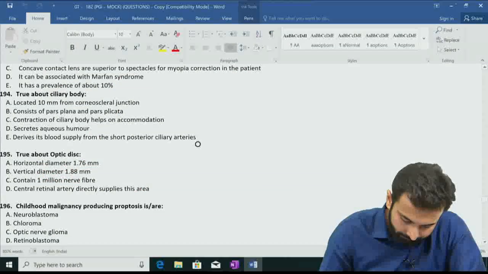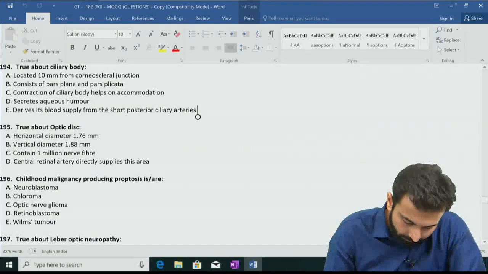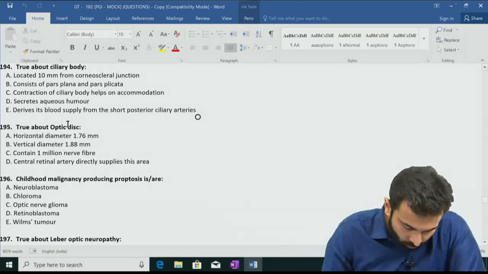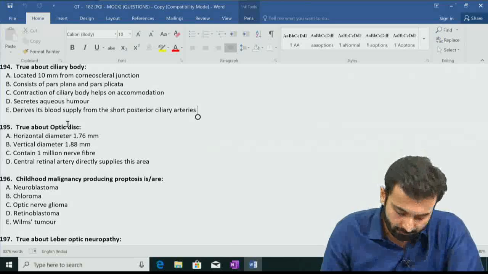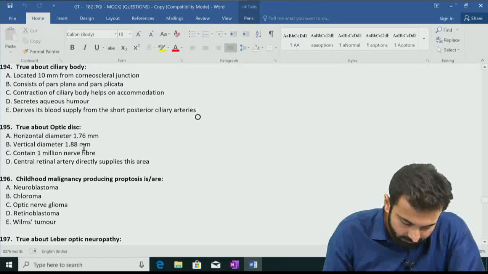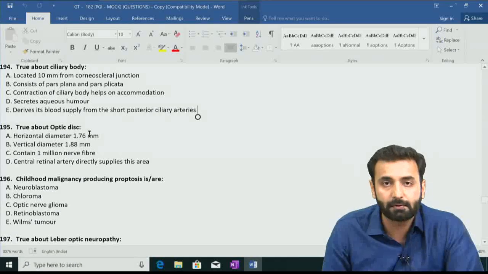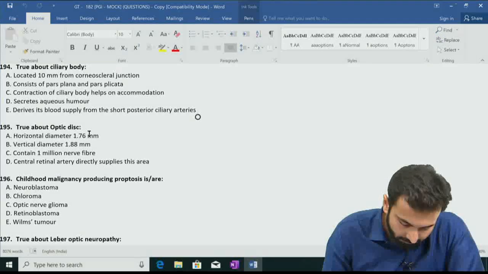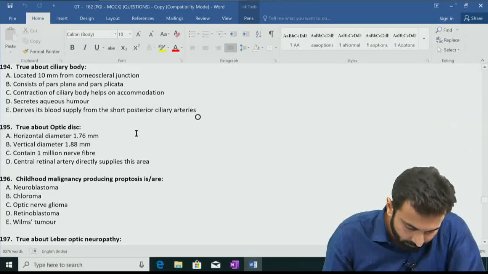Now coming to the next question, question number 195: which is true about optic disc? Option A, horizontal diameter 1.76 millimeter, yes, this is a true statement. Option B, vertical diameter 1.8 millimeter, yes, this is also true. Option C, it contains 1 million nerve fibers, yes, this is also true. Option D, central retinal artery directly supplies this area, this is a false statement.